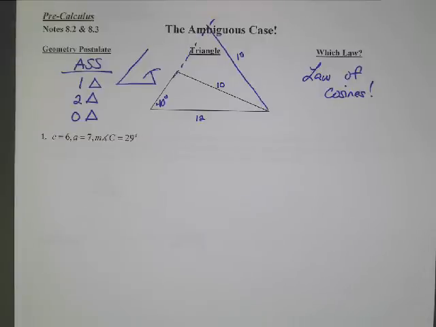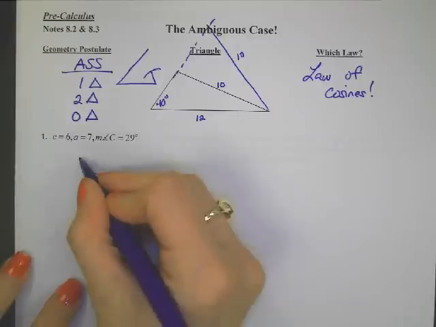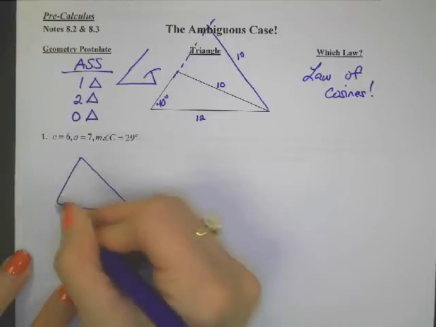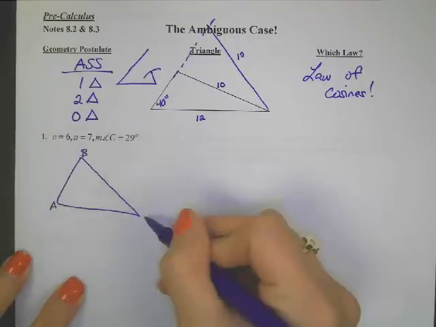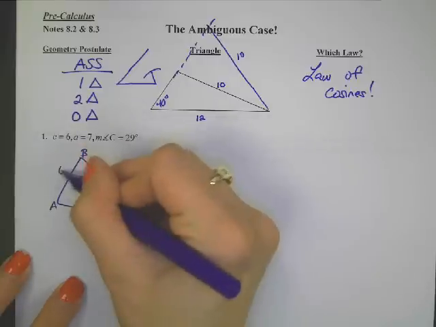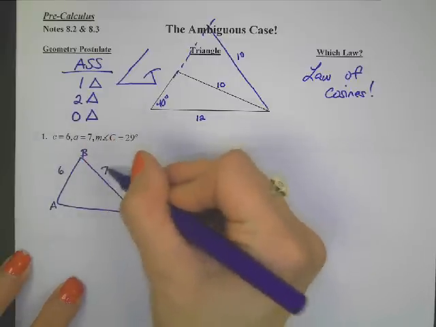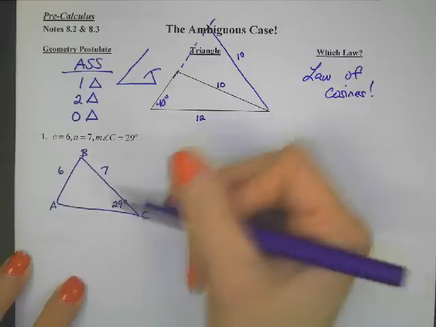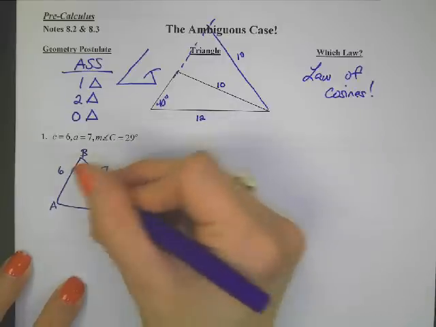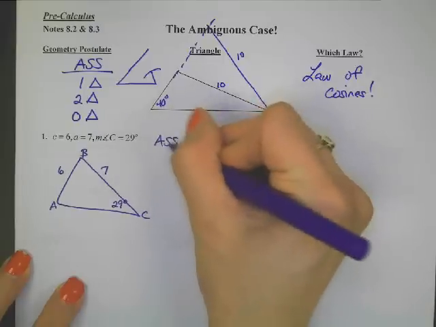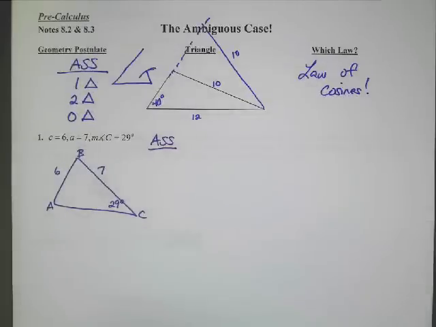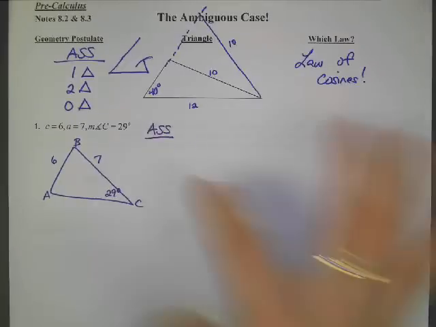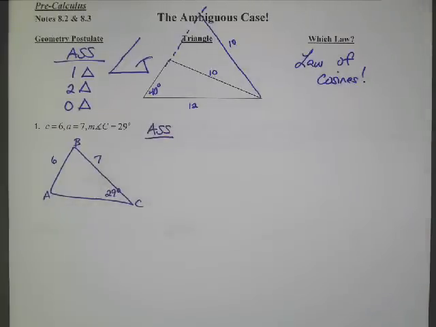So let's take a look at this first triangle right here. We have A, B, C, any old way. Little c is 6. Little a is 7. And the measure of angle C is 29 degrees. Oh, look at that. I'm noticing angle, side, side. Okay, this is the angle, side, side case, which means we should use the law of cosines. Maybe I should stop writing that word all over my paper.